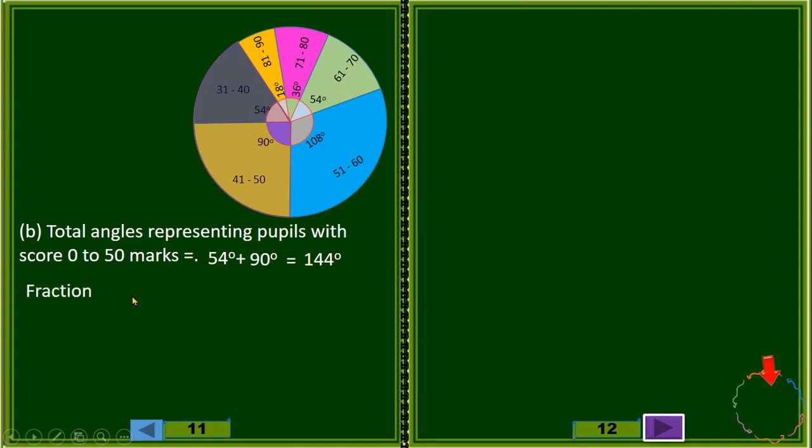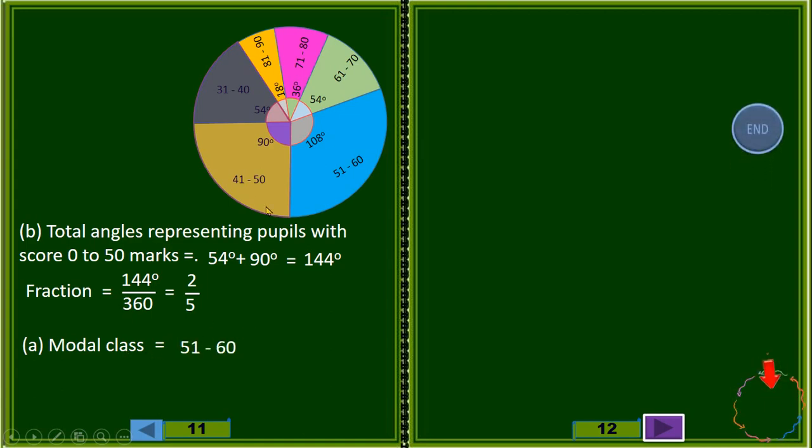Now the question says what fraction? So now we're going to get the fraction. The fraction will give us this number divided by the total degree at the center of the circle, which is 360 degrees. And then we're going to use calculator to simplify this. So dividing, we're going to have 2 over 5 in the lowest term. That gives us the fraction of those that scored at most 50 marks.